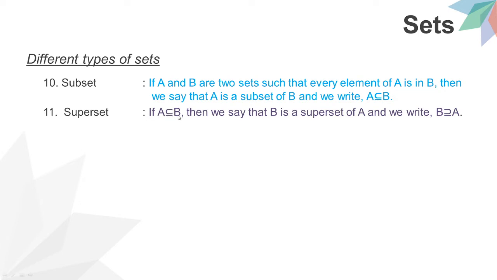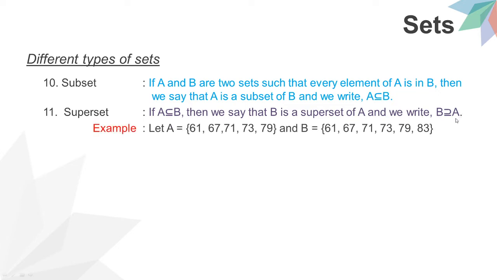If A is a subset of B, then we say that B is a superset of A, meaning the reverse of A is the superset. And we write B is a superset of A. Now let's see the example for the subset and superset.